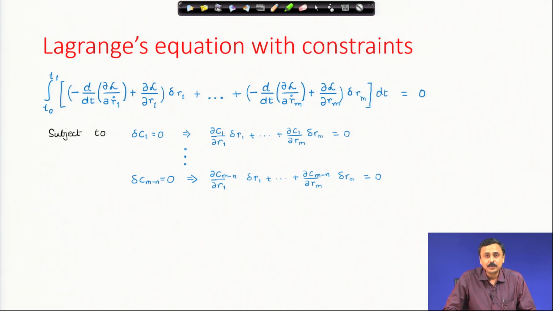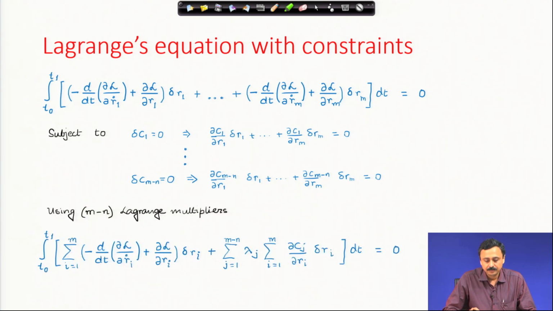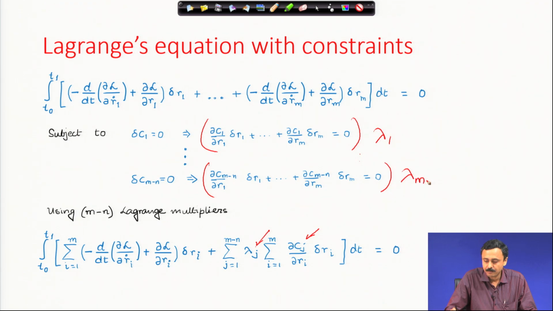And then the next step is to introduce these constraints into our variational statement using the Lagrange multiplier. For every constraint I need one Lagrange multiplier. What do we do then? For every constraint, for every j, I have lambda j. Therefore, this I multiply by lambda 1 and so on, then lambda 2, and this I multiply by lambda m minus n, add them and introduce in the variational statement.